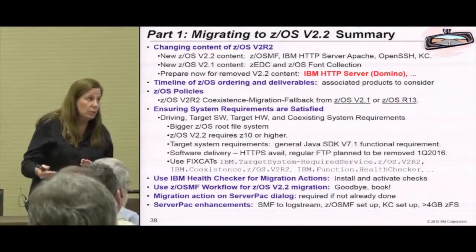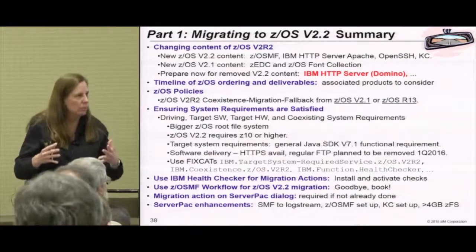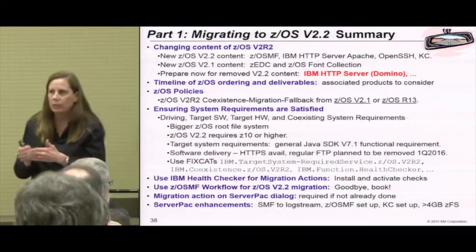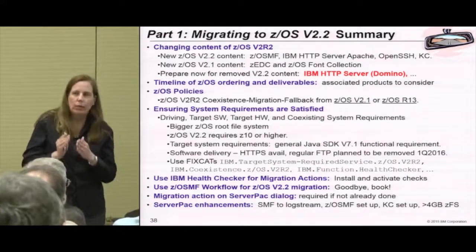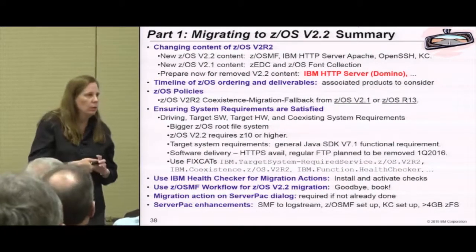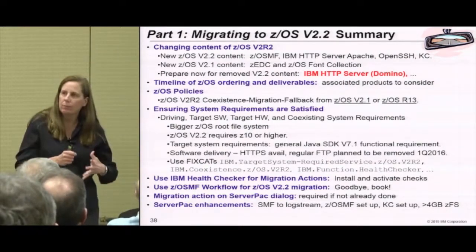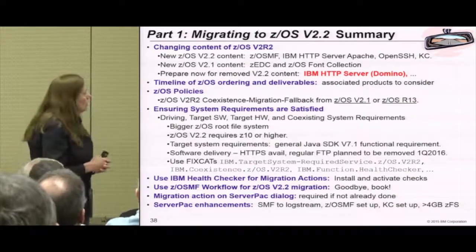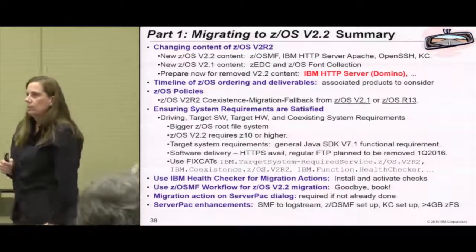However, I'm not sure if you even need to use it, because from 8.5.5 to 9.0, there really is not a lot of migration work to do. But if you wanted to have it, you could have it in order to keep your migration moving forward to 2.2. The big amount of work is to get it from Domino to 8.5.5. That's the big piece of work. And then use health checks, use FIXCATs, everything.